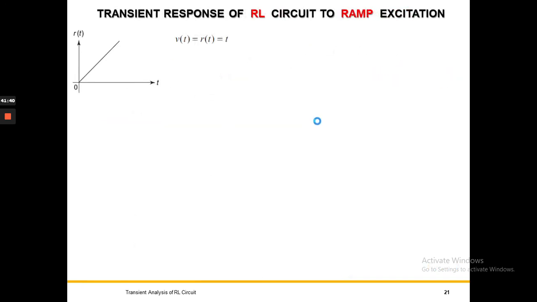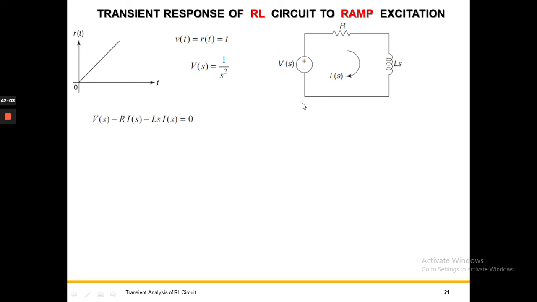Now for this RL circuit, your input will be a ramp. A ramp will be linearly increasing, a unit ramp, that means the slope of this ramp will be unity. The Laplace transform of the unit ramp will be 1 by s square. So this is your frequency domain equivalent circuit of a series RL circuit. The expression for V of s will be 1 by s square. So write down the KVL, simplify it, and you will be getting an expression for I of s. Here instead of V of s you put 1 by s square.